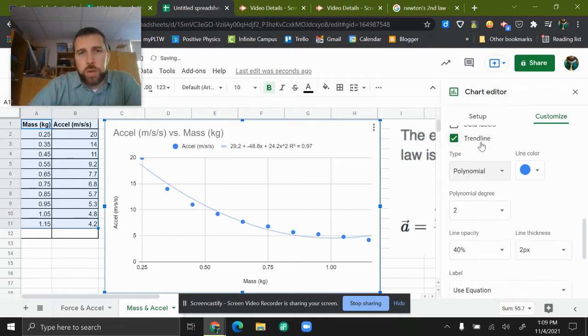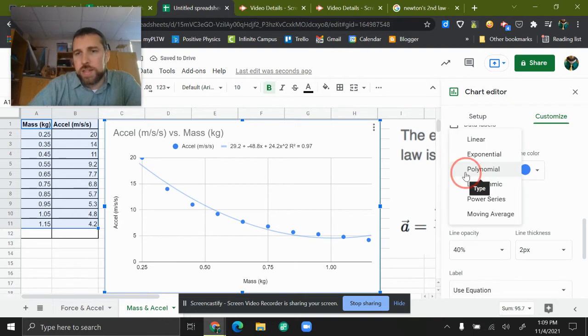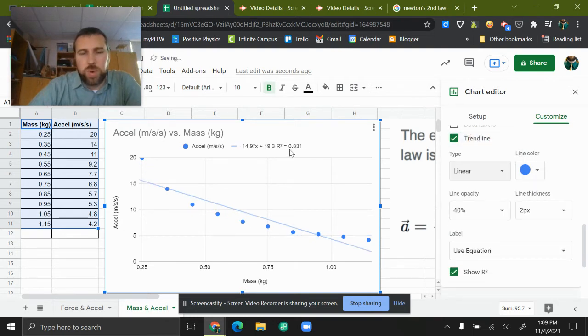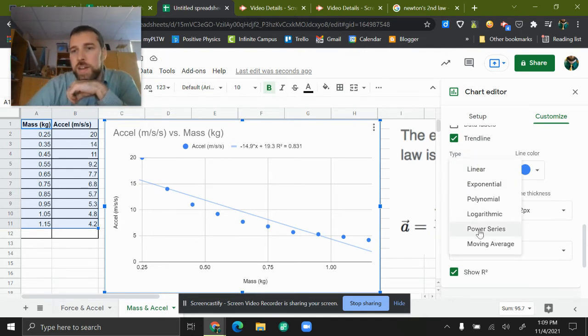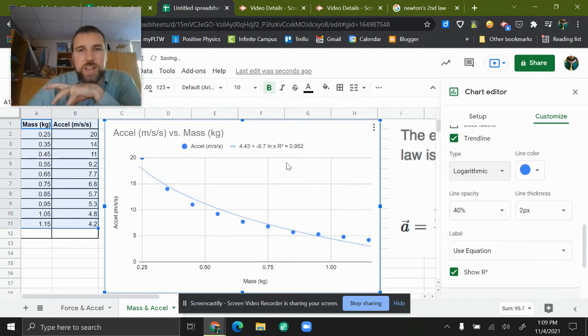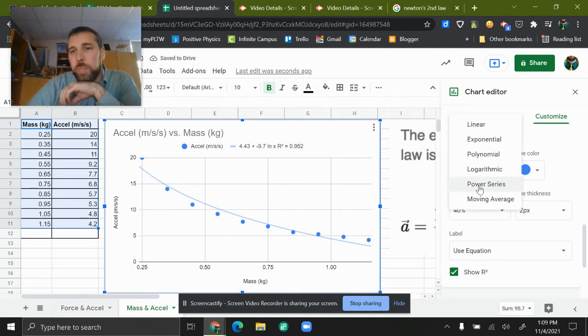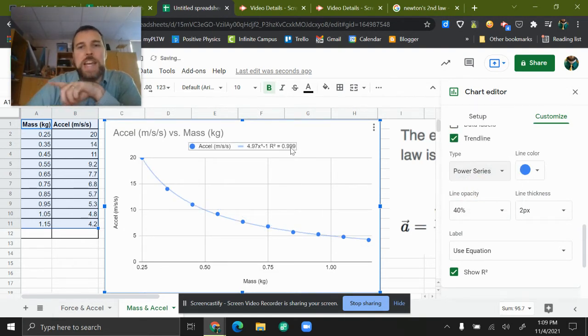If I go to polynomial, for example, r squared is 0.97. If I go to linear, it's 0.831. The lower the number, the less of a fit it is to that model of the data. If I go to logarithmic, 0.95. But if I go to power series, 0.999. Great. That is the best fit for this data. So that's what we want. That's how you would check.